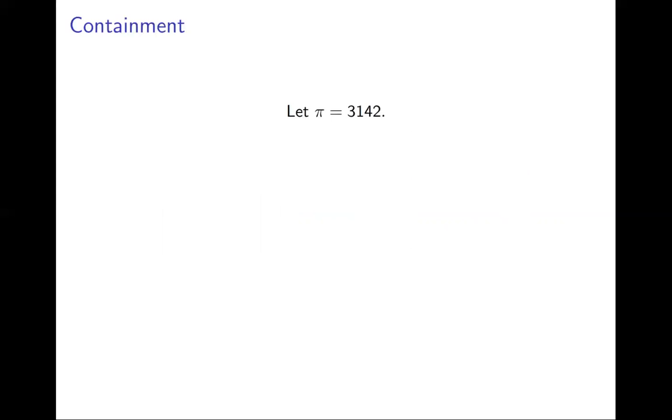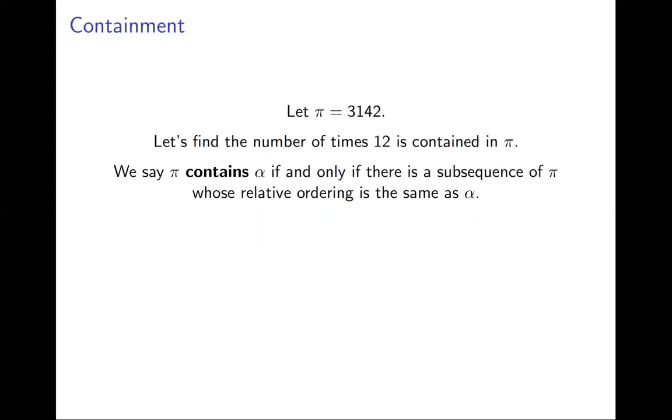Okay, another thing that we can look at within permutations are containment patterns. And so to walk through containment, let's say that we have this permutation, 3, 1, 4, 2, which is one of those length 4 simple permutations. And just for convenience, let's refer to it as pi. What we want to do is find the number of times that the permutation 1, 2 is contained within pi. And to define containment, we say that a permutation pi contains another permutation alpha if and only if there's a subsequence of pi that has the same relative ordering as alpha. So in this case, we want to find subsequences of 3, 1, 4, 2 that have the same relative ordering as 1, 2.